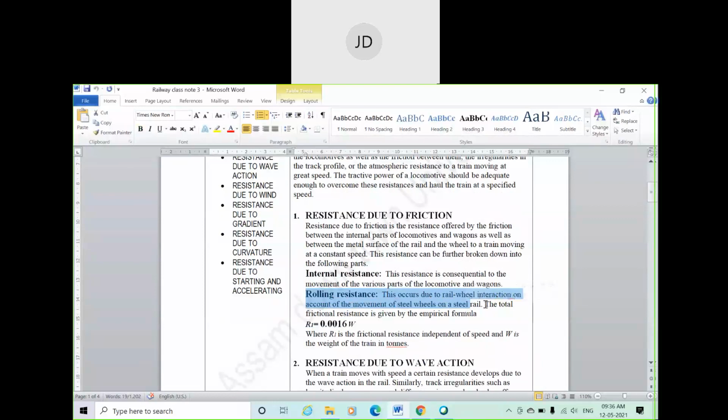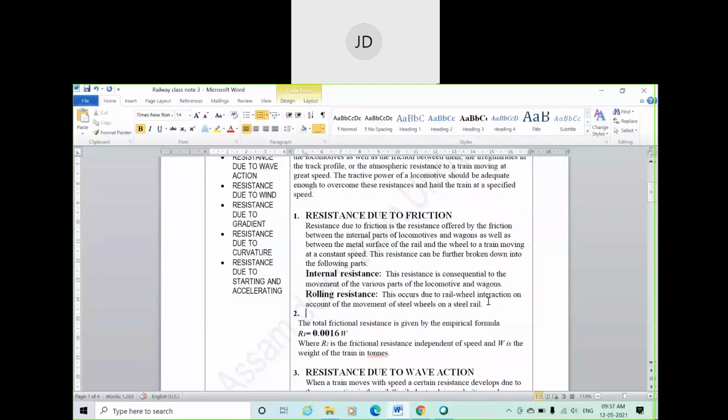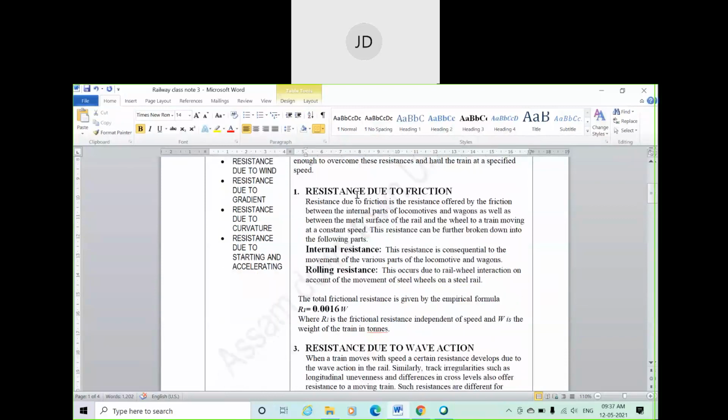Okay, so we can give a numerical equation or formula to find out the overall or total resistance due to friction. Total frictional resistance is given by this empirical formula. Okay, let's try to remember this. We have five formulas for that, five numerical equations.